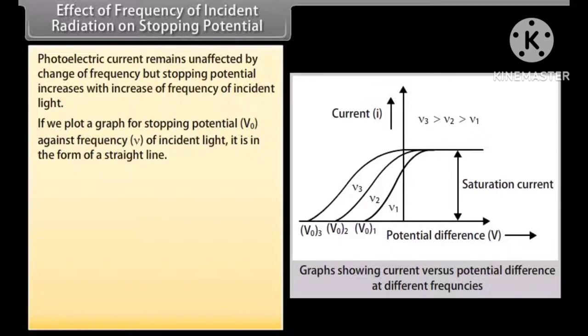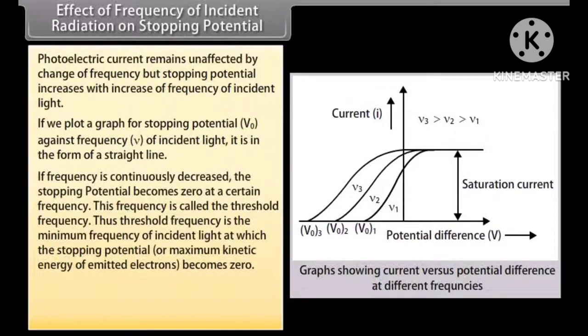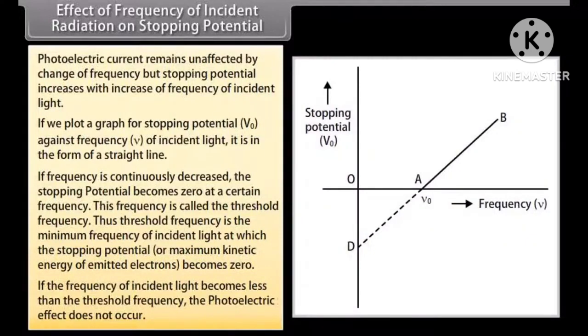of a straight line. If frequency is continuously decreased, the stopping potential becomes zero at a certain frequency. This frequency is called the threshold frequency. Thus, threshold frequency is the minimum frequency of incident light at which the stopping potential or maximum kinetic energy of emitted electrons becomes zero. If the frequency of incident light becomes less than the threshold frequency, the photoelectric effect does not occur.